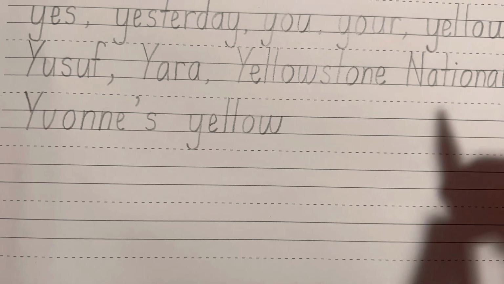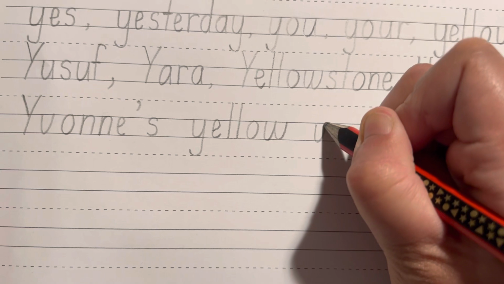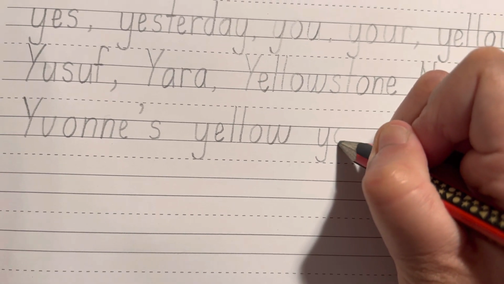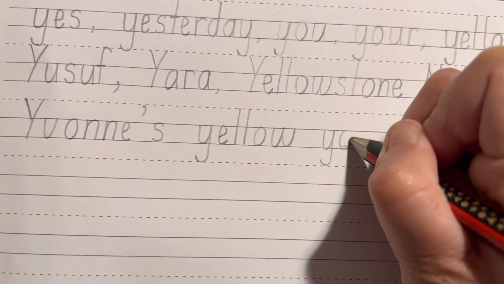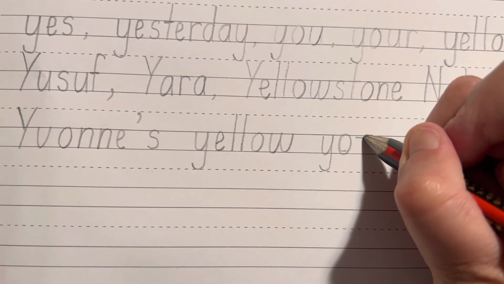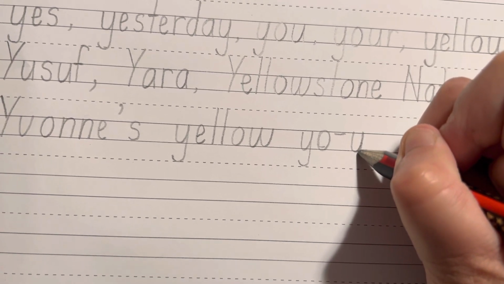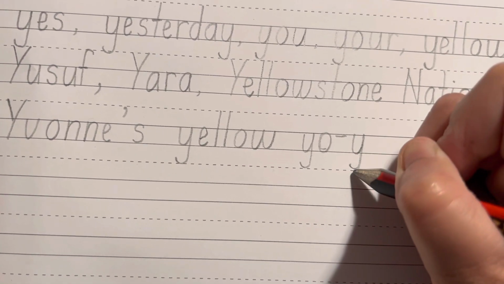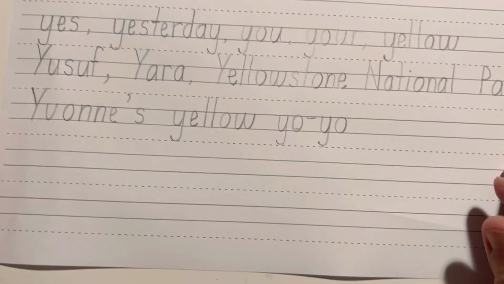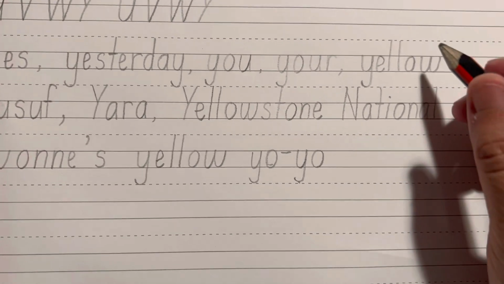Next we are going to do yo-yos. Have a bit of finger space there. Then Y, O. We're going to go touching the line. Then we're going to have a dash over here for yo-yo. Then we're going to have another Y all the way down and a circle for O. Yvonne's yellow yo-yo. Next we're going to have goes round and round.